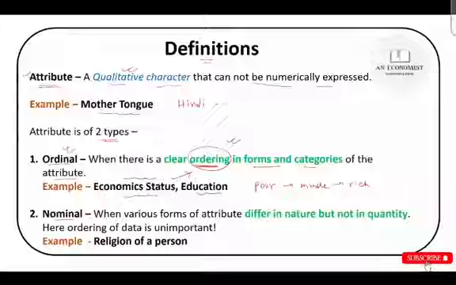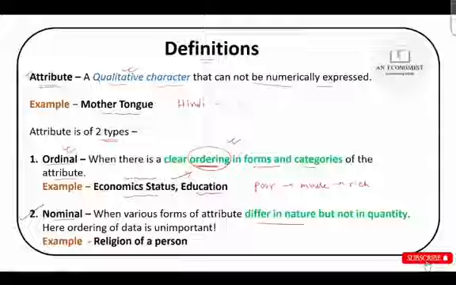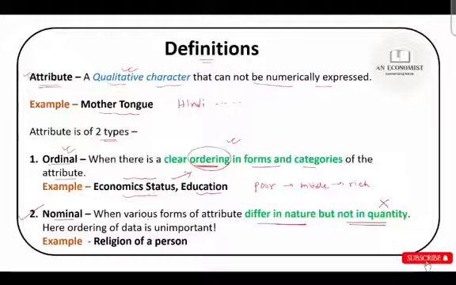Then you have the nominal data. Nominal means when the various forms of attributes differ only in nature but not in quantity. So the quantity aspect is completely ignored in attribute, this you know. This kind of nominal data does not have any ordering in it. Here ordering of data is unimportant, they only differ in nature.